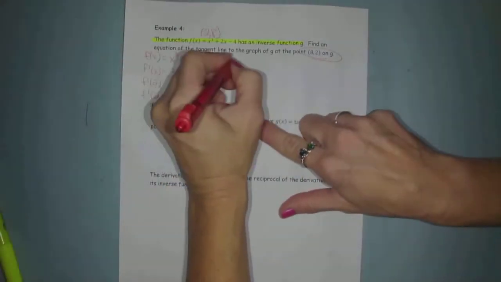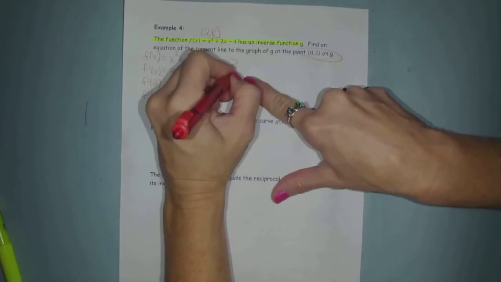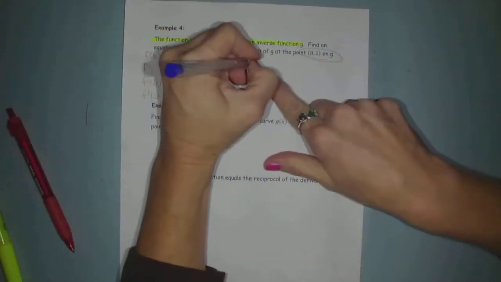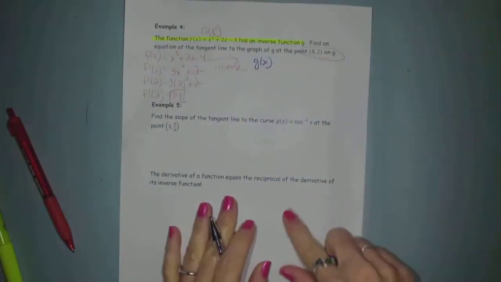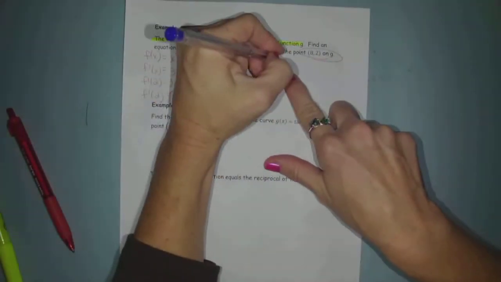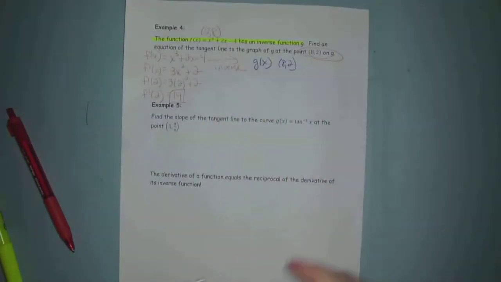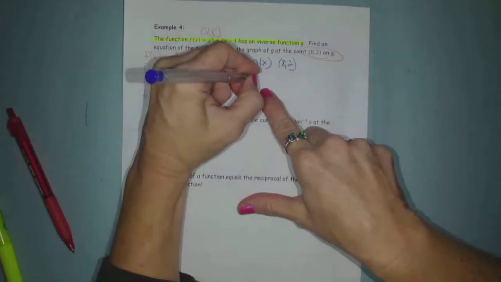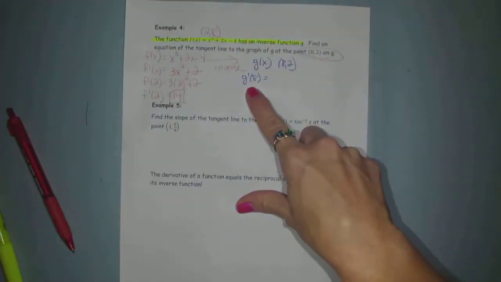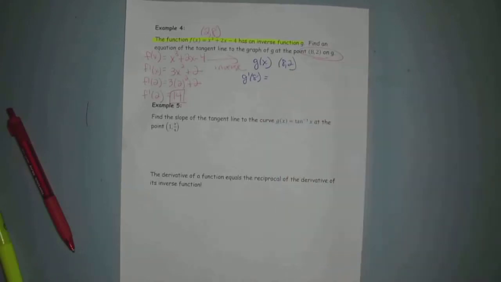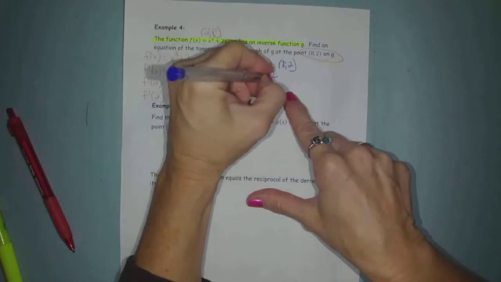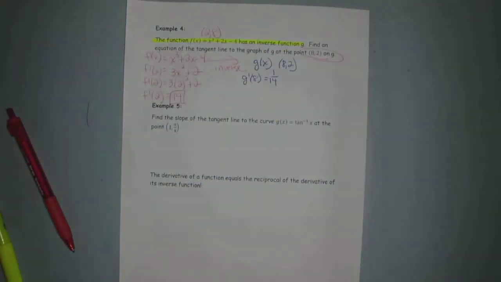Okay, put it through the inverse machine. When we do that, we get g of x. And the point on g of x that we want to write the equation of the tangent line to is (8, 2). Well, we know that g prime of 8, the derivative of g when x is 8, when y is 2, is the reciprocal of 14, so we're going to go with 1/14. And that's all we need.